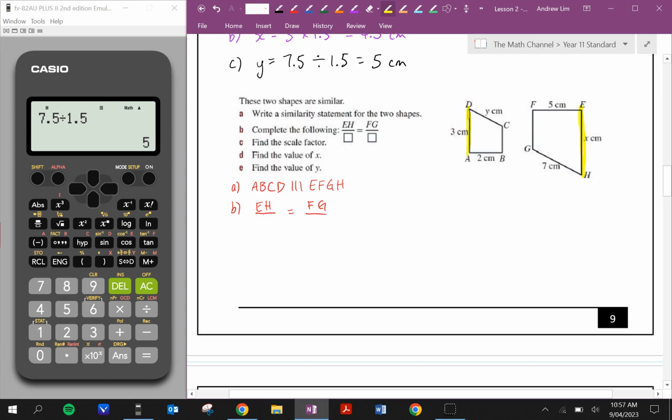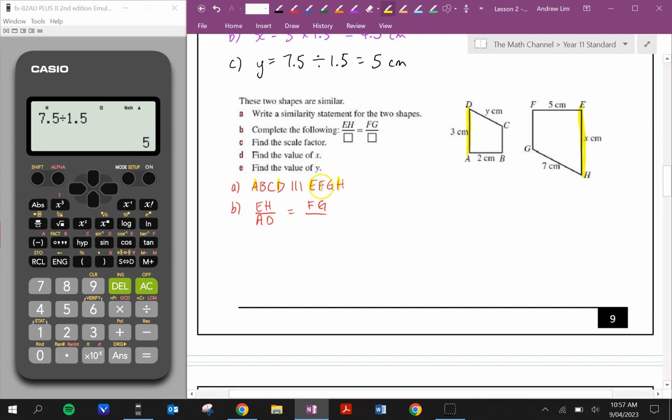But remember, we don't just write AD or DA. We need to pick one of them. One of them is the correct one. So E to H will be A to D. If we have a look here, E to H, first to last, will correspond with A to D. So the bigger one over the smaller one is going to equal FG.